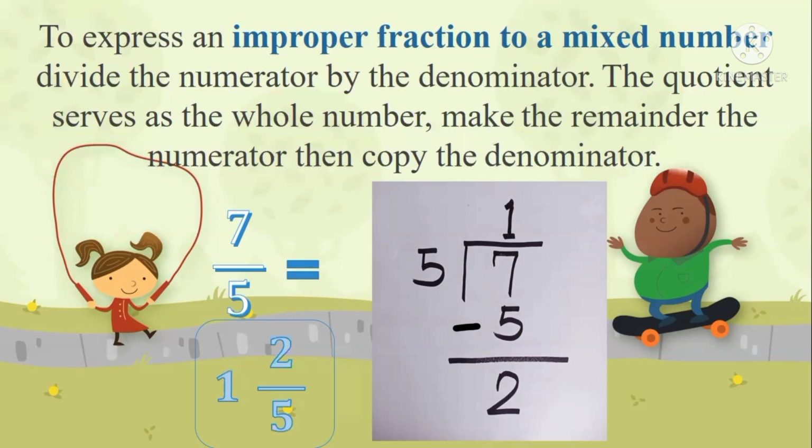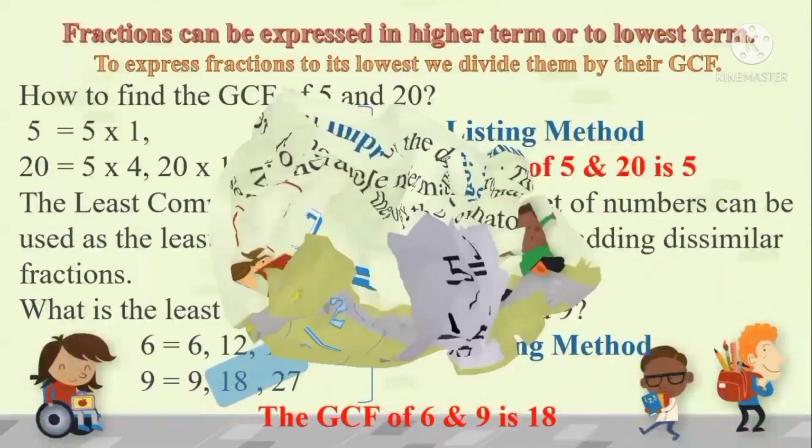So we are just simply renaming the improper fraction to a mixed number. We are not changing the value of that improper fraction. We are just renaming. Okay, children? Did you get it?